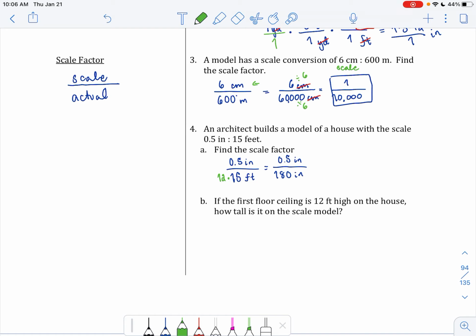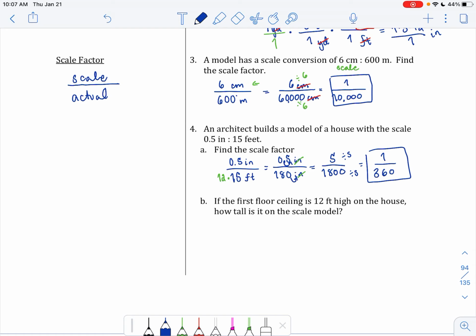Now I want whole numbers to simplify my fraction. You can't leave decimals in a fraction, so I'll move the decimal over and I end up with 5 over 1,800. The inches cancel out. And now I can just divide both by 5. So I end up with 1 over 360 as my scale factor.